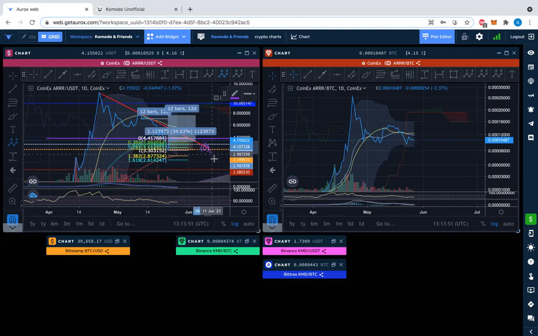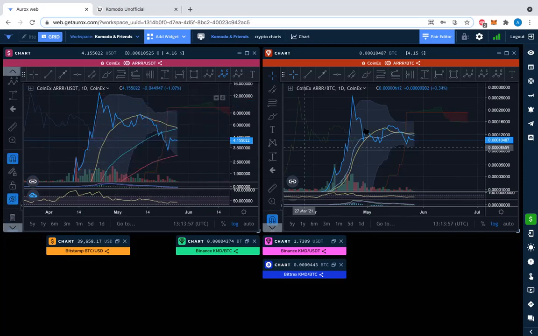And then other times it behaves much more independently, like it did here. When Pirate Chain was finding its new level, it was just a completely independent entity, and the dollar chart and the BTC chart matched because they were together finding their new position.